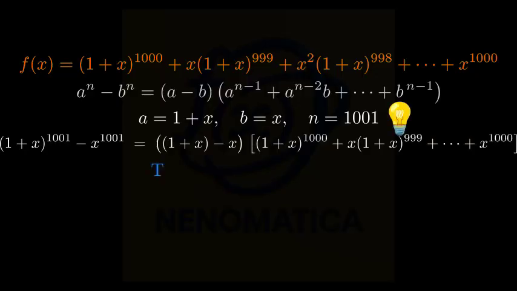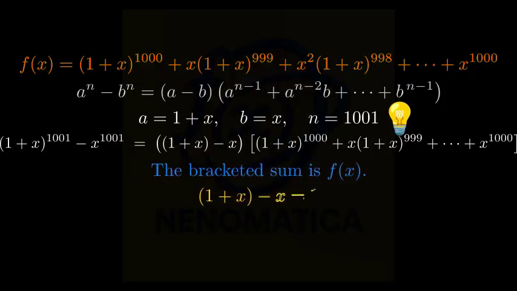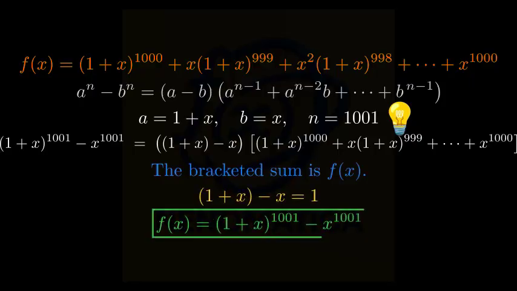So we get (1 plus x) to the 1001 minus x to the 1001 equals ((1 plus x) minus x) times f of x. Notice that (1 plus x) minus x equals 1. That means the factor on the right side is just 1. So f of x equals (1 plus x) to the 1001 minus x to the 1001. We only need the coefficient of x to the 50. The second term, x to the 1001, only contributes at degree 1001, so it does not affect degree 50.